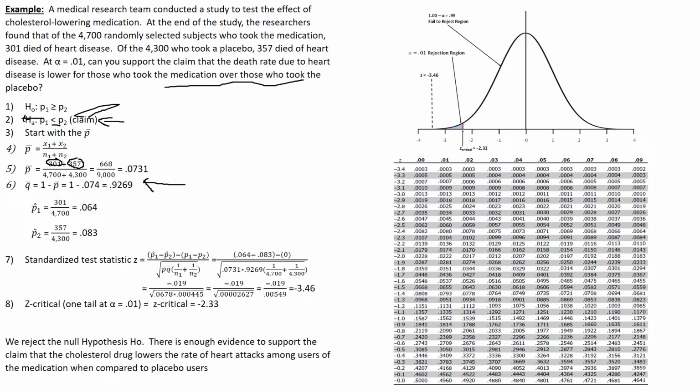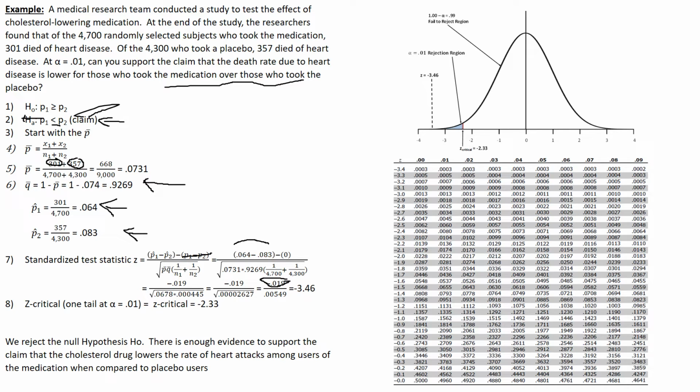Now find our P1 hat and P2 hat. They don't give them to us, but we can figure them out pretty quickly. 301, the number of people who died out of the first group of 4,700, is 0.064. My P hat for the second group is 357 out of 4,300, the 357 who died out of 4,300 who took the placebo. That is 0.083. And now we're just going to put this in right here. Again, this becomes 0.064 minus 0.083, which ends up being negative 0.019.